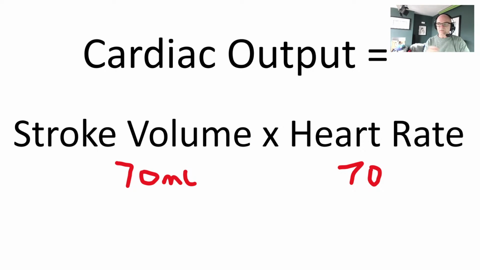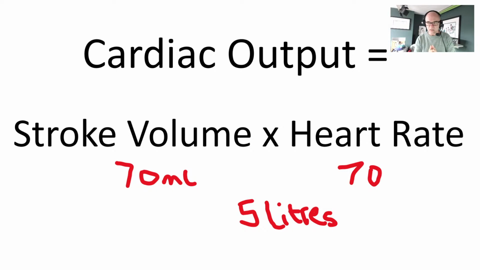So that would give us 70 mils times 70 beats. So it's going to give us 490 mils, or 4.9 litres, or let's just for argument's sake call it 5 litres. Sorry, 5 litres. I'm having to do this with a mouse, and normally I have a pen. So cardiac output 5 litres per minute. Okay, so that's it. That could be it, but there's a bit more to it than that.